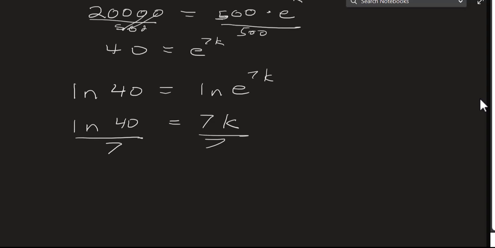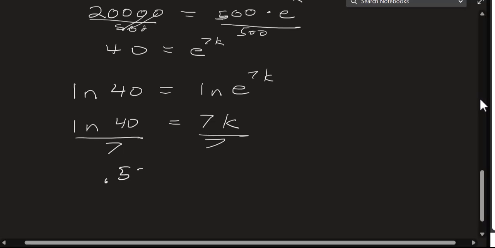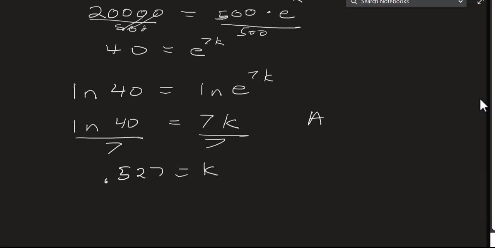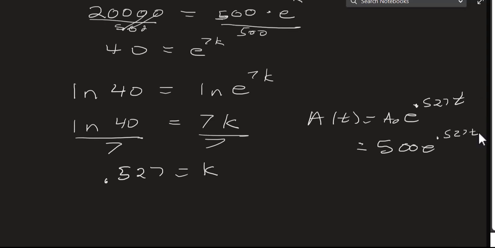0.527 equals k. And so my formula is the amount at time t equals a naught e to the 0.527 t. Or in this problem, whatever we started with, I think it was 500, so 500 e to the 0.527 t. Okay, so that is a very general form.